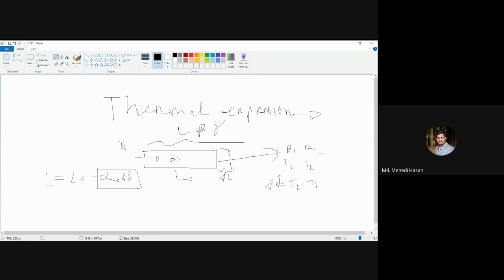Mainly the initial length is L naught and alpha is a constant. The thermal expansion coefficient remains constant for a material. So the expansion that happens due to the application of heat is del L equal to alpha L naught del theta. So this is the amount of expansion due to change in temperature del theta.